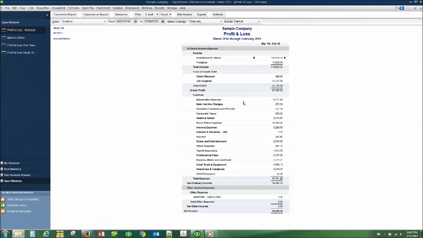Of that $97,000, here's the breakdown of your expenses. You had $57.71 in automobile, $272 in bank charges, $327 in licenses, etc., etc., etc.